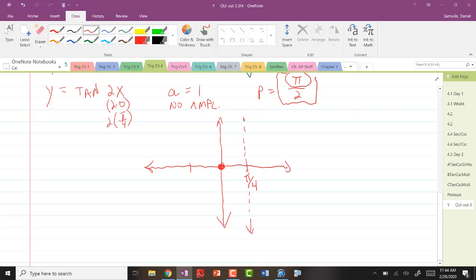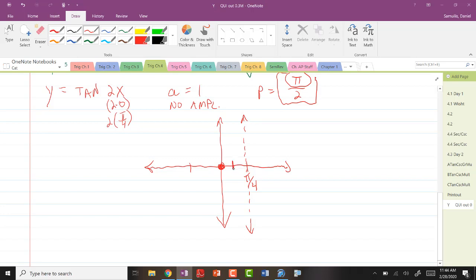So when I plug in pi over 4, I actually get pi over 2, and then I tan it, and then I get undefined again. So yeah, that's why that's where the asymptote is. That's thinking beyond just how do I get the answer? How do I get the picture?